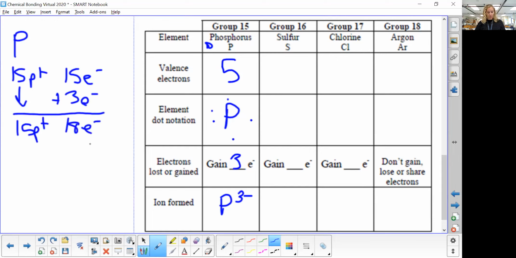Well, what do we have more of? We have more electrons. How many more? 3. And that's where you get the charge here, okay? So the overall charge on phosphorus is going to be 3 negative.